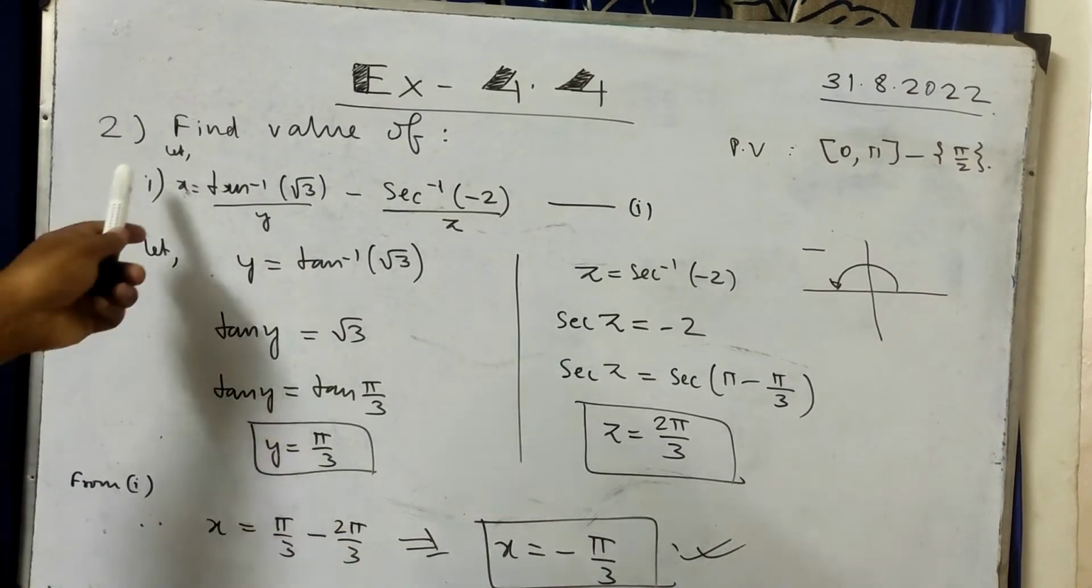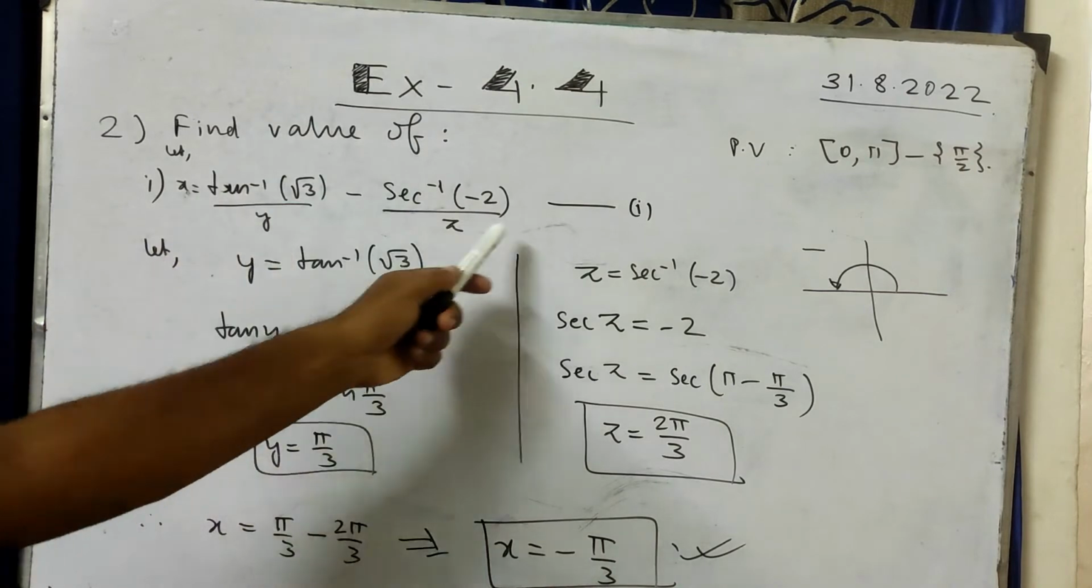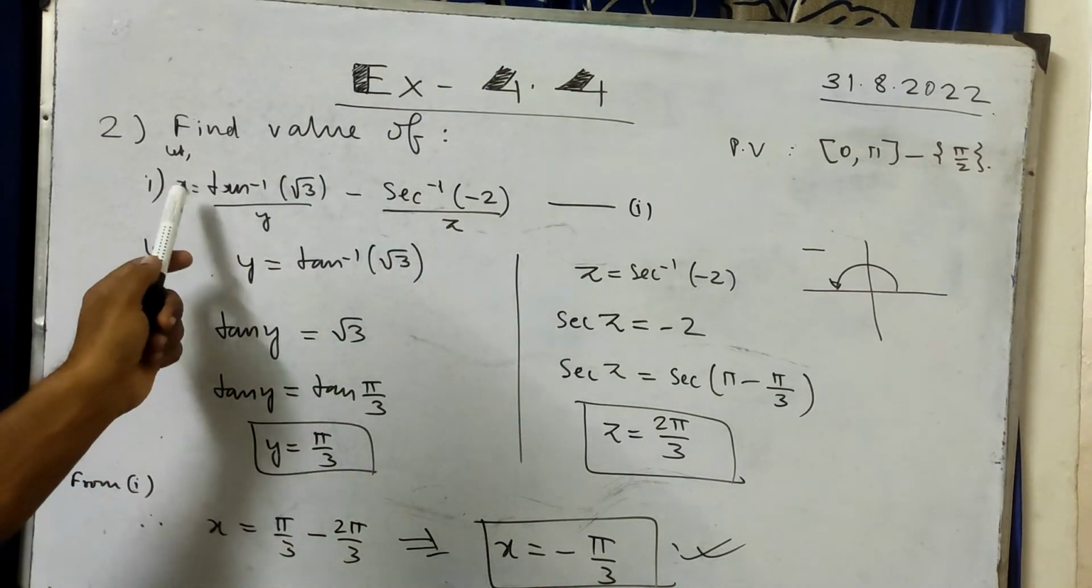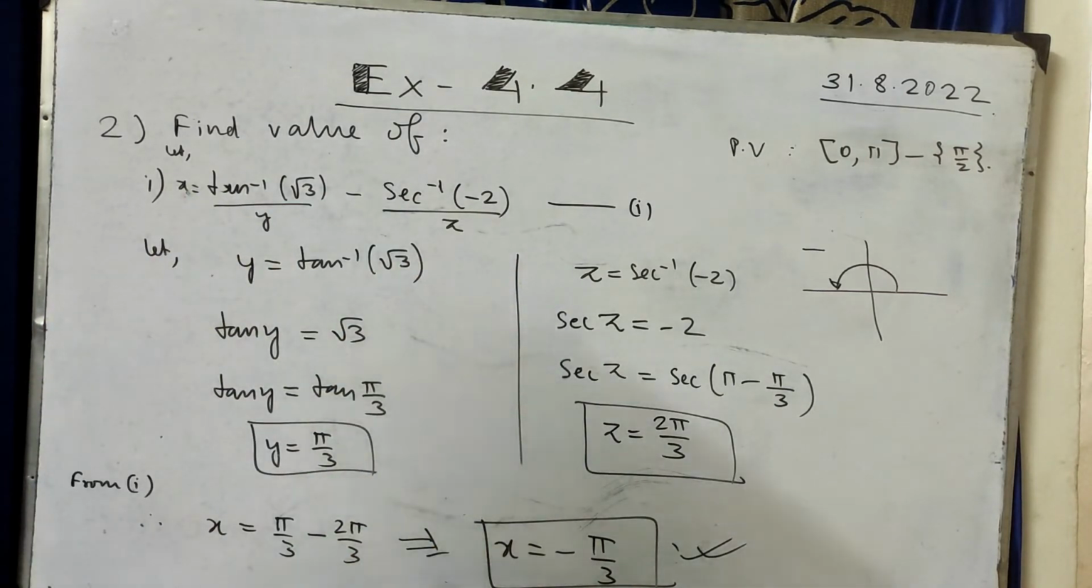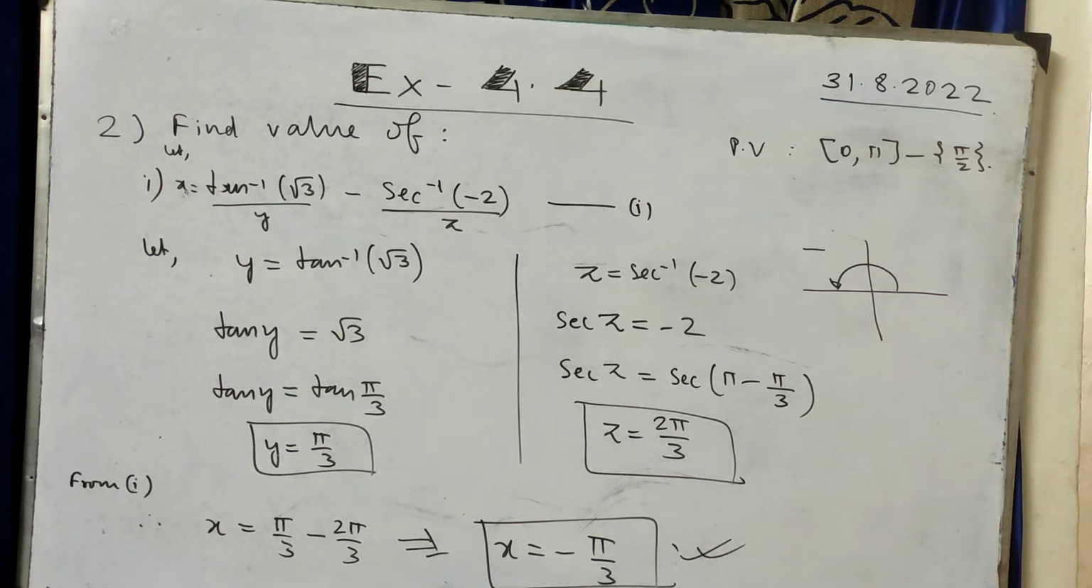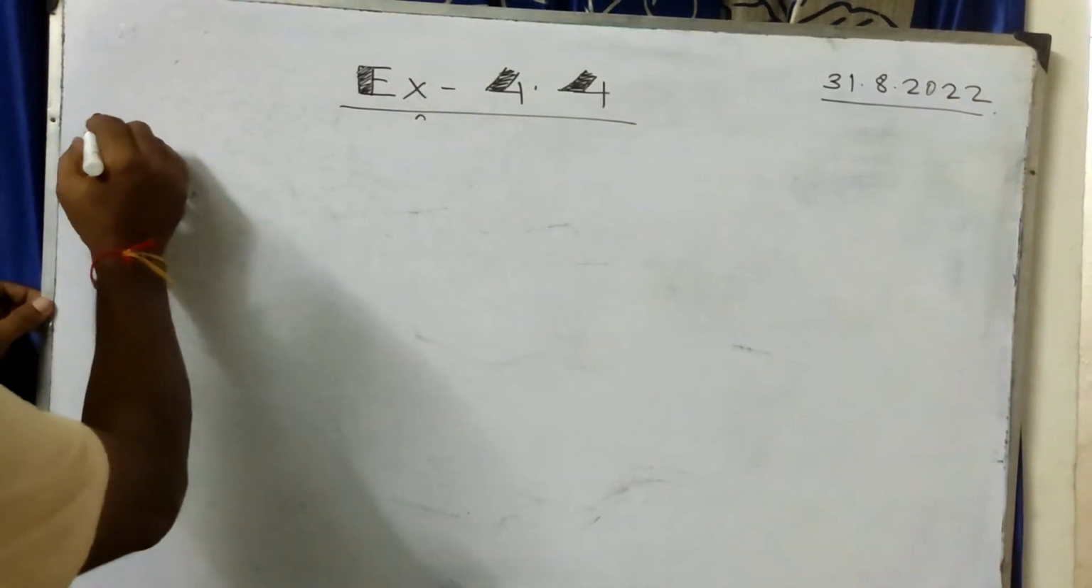So why have I made it as equation 1? Because to avoid writing such a big expression again and again, isn't it? So if I assume this as x, then I can simply write it like this, right? Okay. Question number 2, tell me.